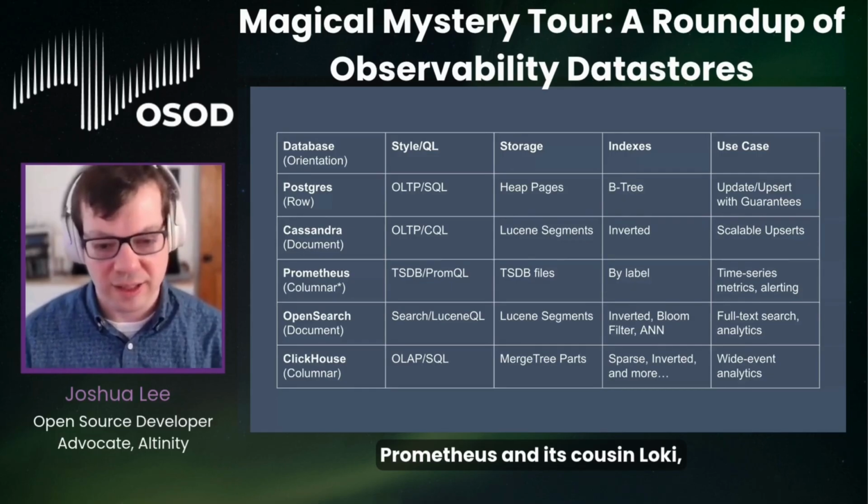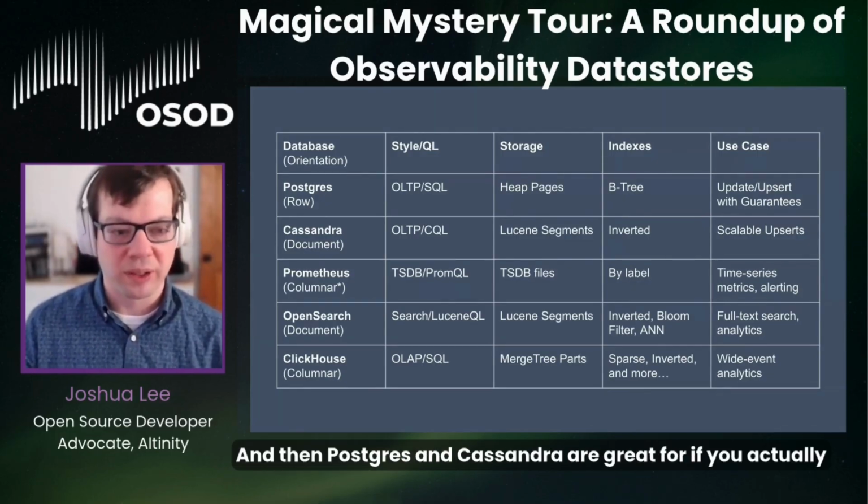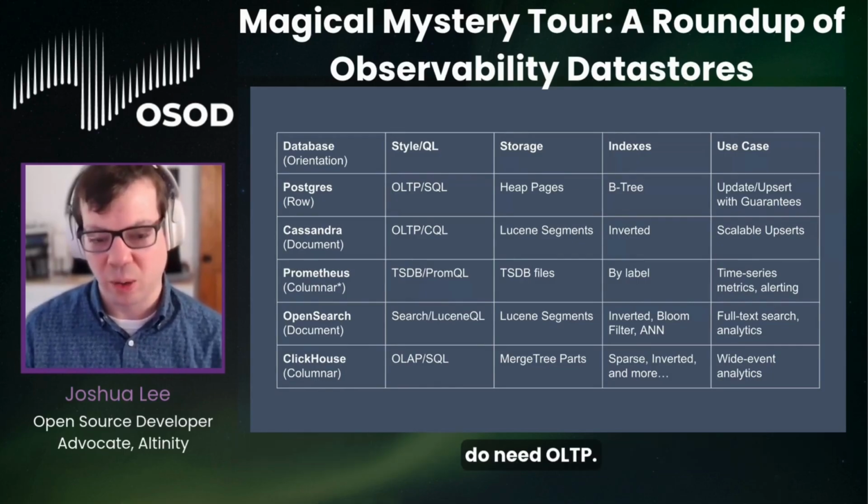Prometheus and its cousin Loki, great for simplicity, right? And then Postgres and Cassandra are great if you actually do need OLTP.